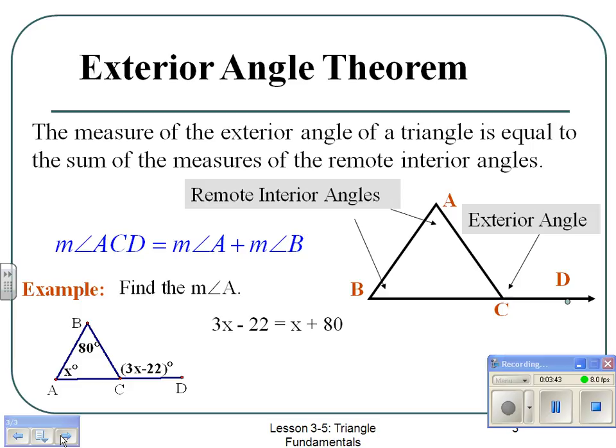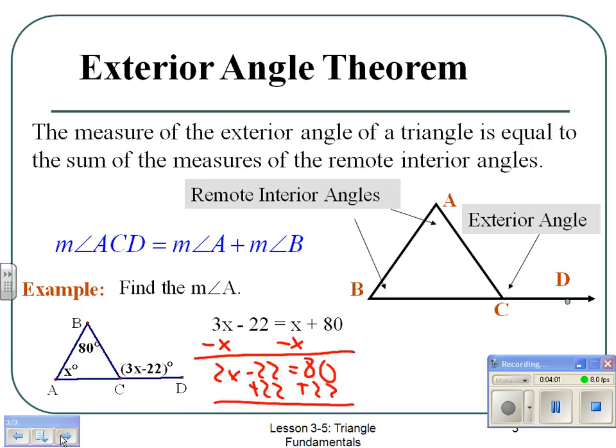Okay, so let's check your answer for the measure of angle A. First we would need to take x away from both sides. That'll be 2x minus 22 equals 80. Now we know that the opposite of subtraction is adding, so if I add 22, that's going to give me 2x equals 102. And then, of course, the opposite of multiplying is dividing. So when I divide by 2, I get x equals 51 degrees for the measure of angle A, because angle A was just to find x.